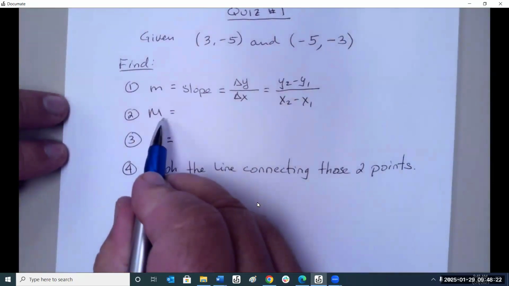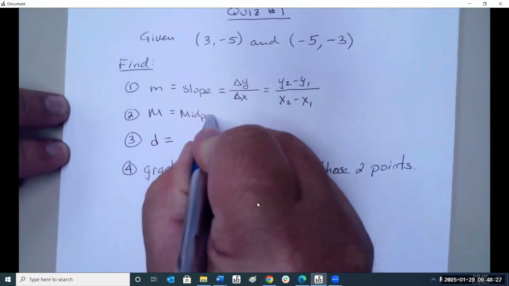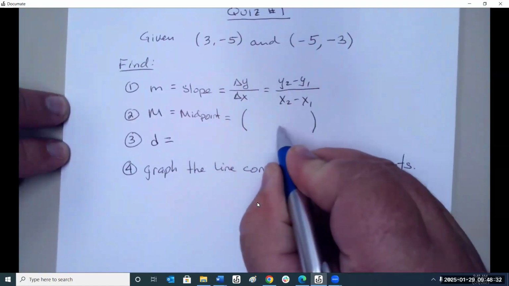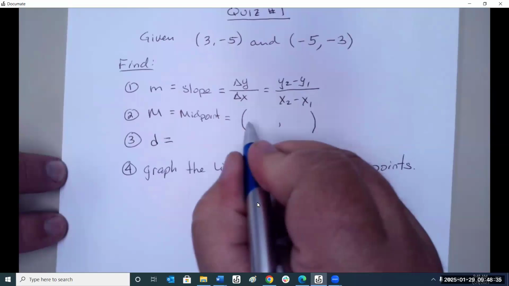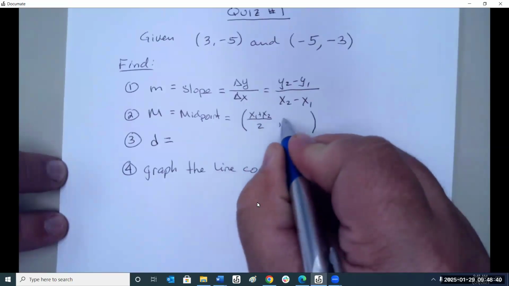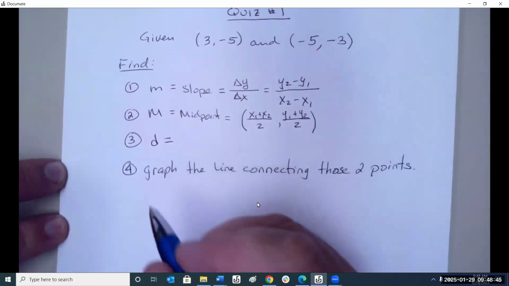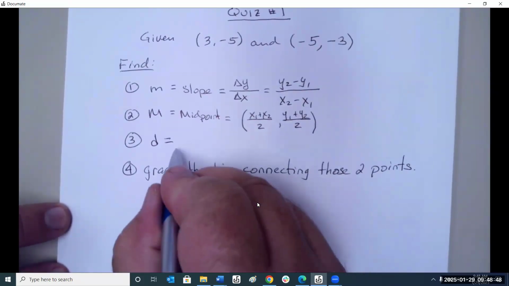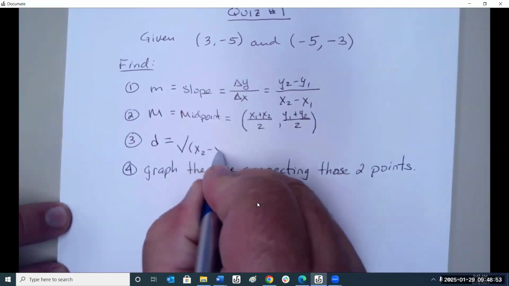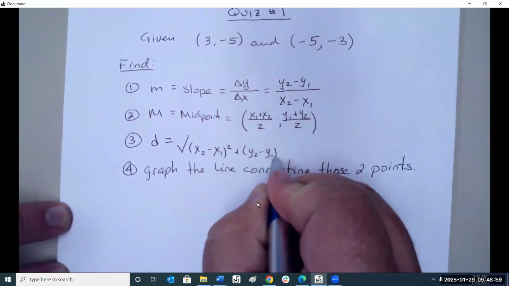What's the second one looking for? Midpoint. Remember, it's a point. It's a location. So you have to have an x and y. So what's the formula there? And the distance formula. The square root of x2 minus x1 squared plus y2 minus y1 squared.